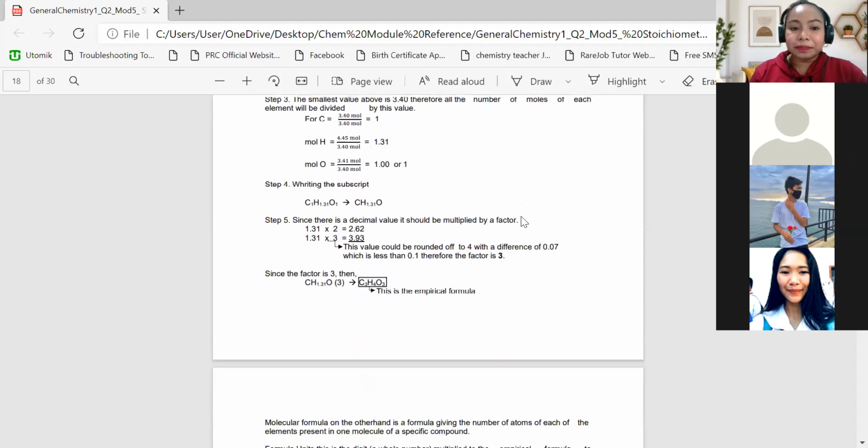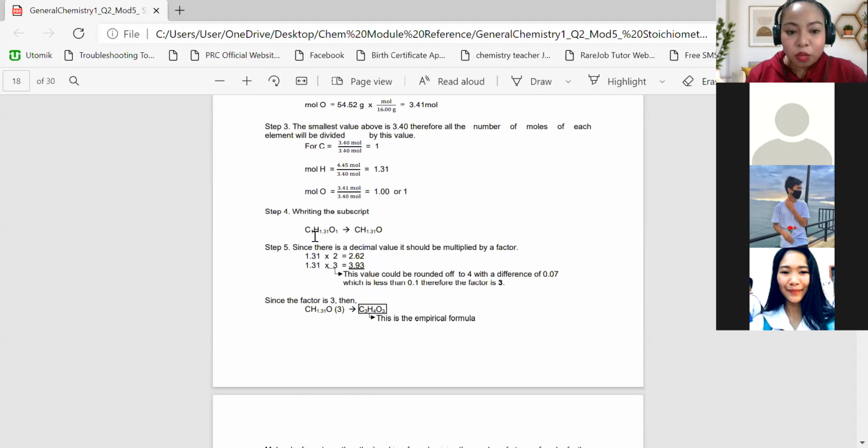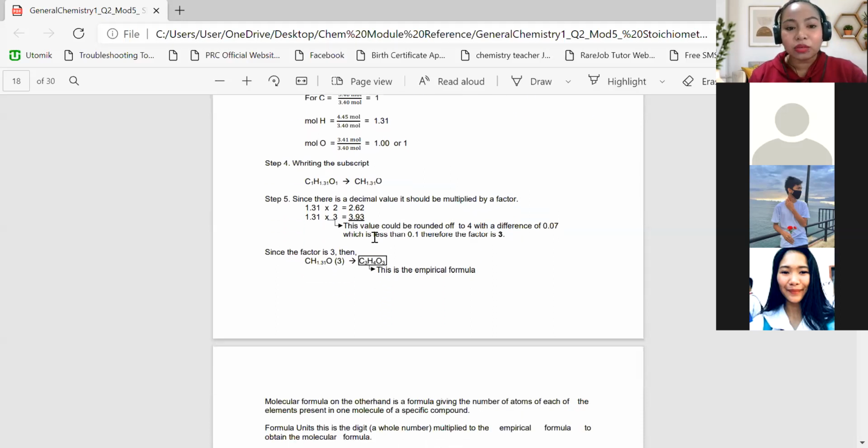So next, now we will write the subscript. So C1, H1.31, O1. The 1 we can neglect since it is not written anymore. But this one cannot be neglected. Why? It has 0.31. So what do we do? Since it has a decimal value, we multiply it by a factor.